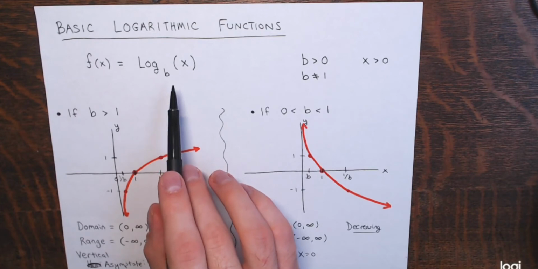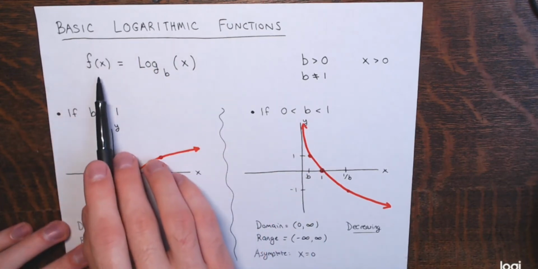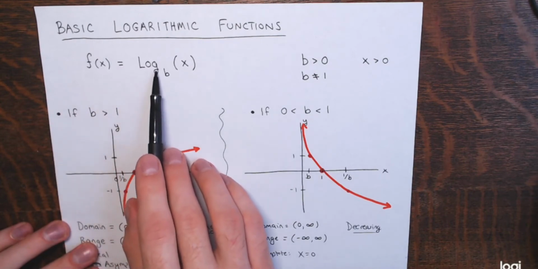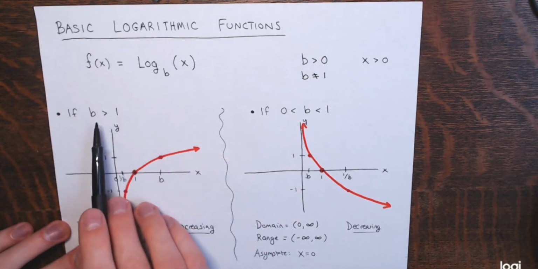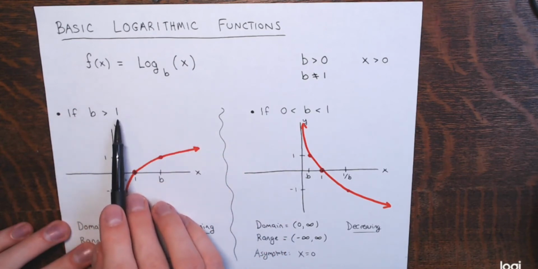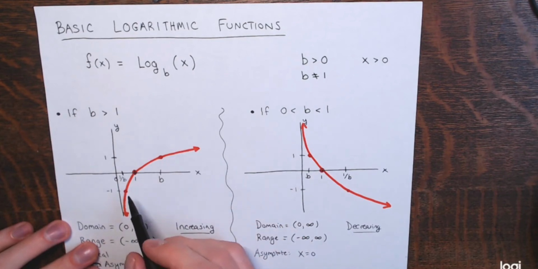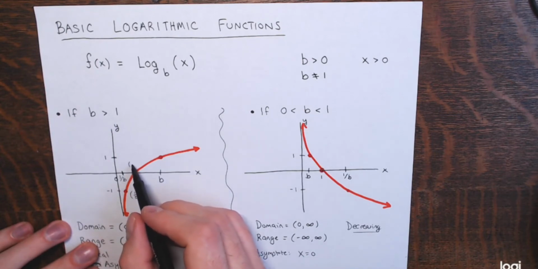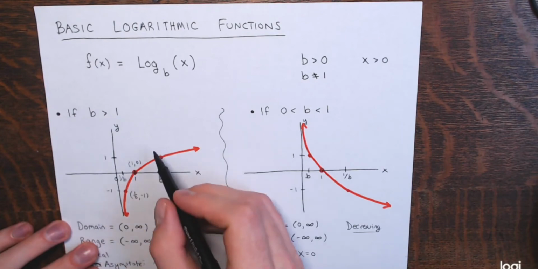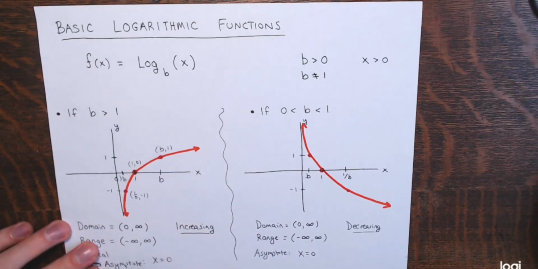Your basic or parent logarithmic function looks like this: y equals the log base b of x. And if the base is bigger than 1, it's an increasing function. Some of the key points are (1 over b, negative 1), (1, 0), and (b, 1). Those are the key points I'm going to be working with.